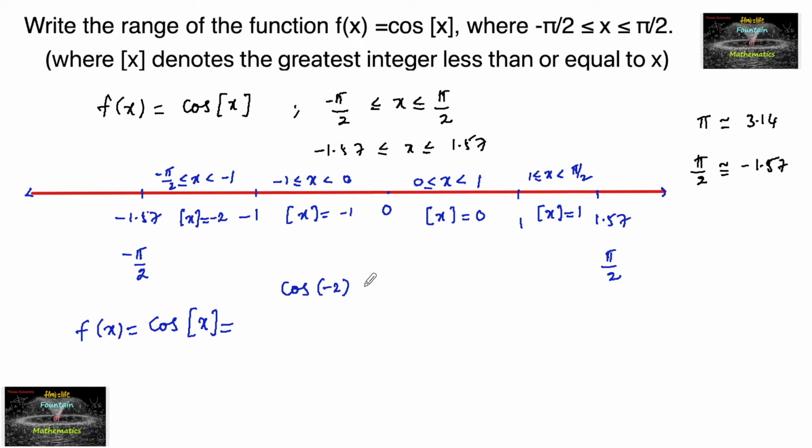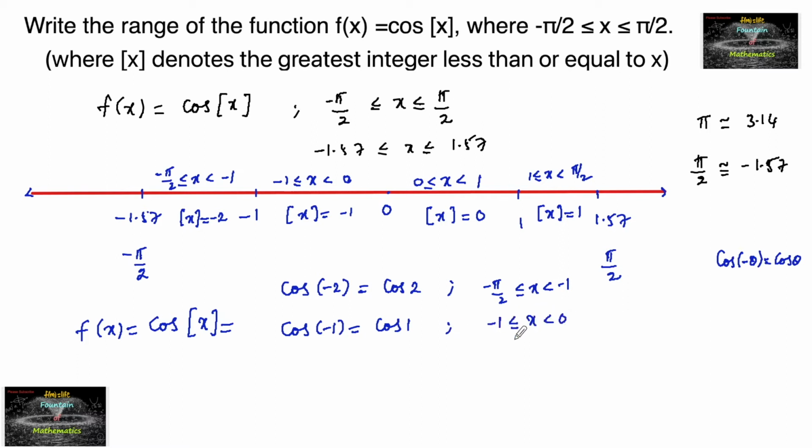So cos of minus 2 is nothing but cos 2 for the interval minus pi by 2 is less than or equal to x less than minus 1, and the next interval, cos of minus 1 is equal to cos 1, since we know cos of minus theta is equal to cos theta, so for minus 1 is less than or equal to x less than 0.